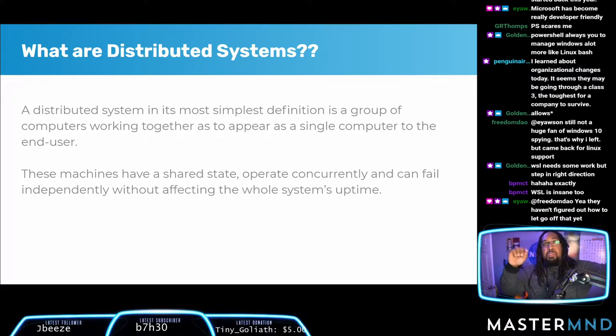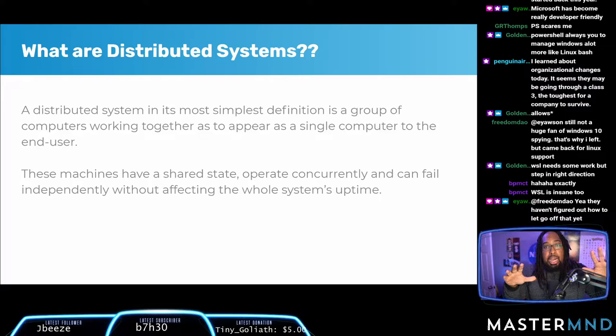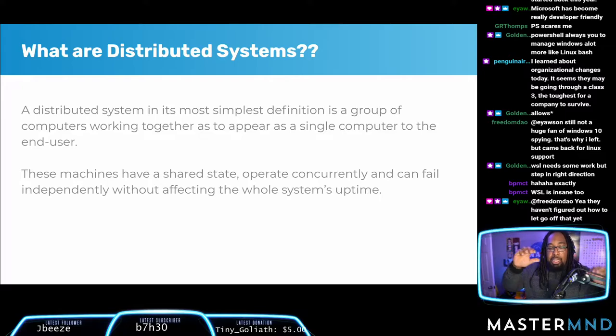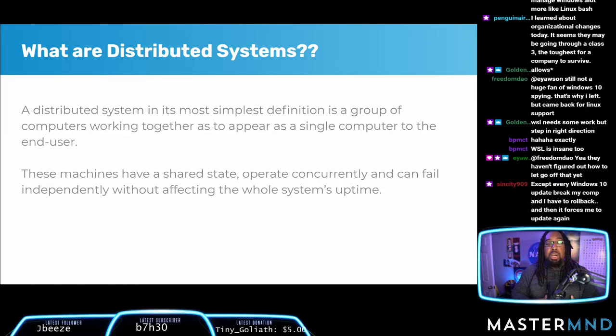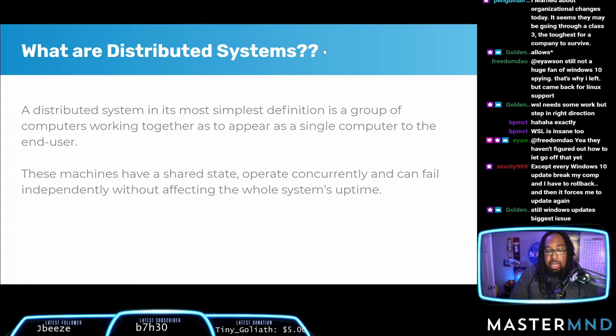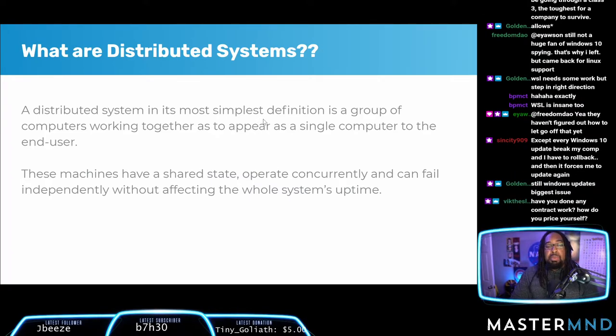There's computers all over the place that are responsible for different things. We're going to see this live. We're going to set up a distributed application in a second in the cloud. Different things are happening in different computers. They're speaking to each other. But as far as the end user is concerned, it is one system, and it gives you one experience. These machines have a shared state. They operate concurrently, and they can fail independently without affecting the whole system's uptime.